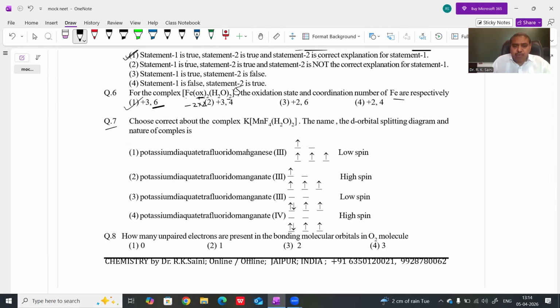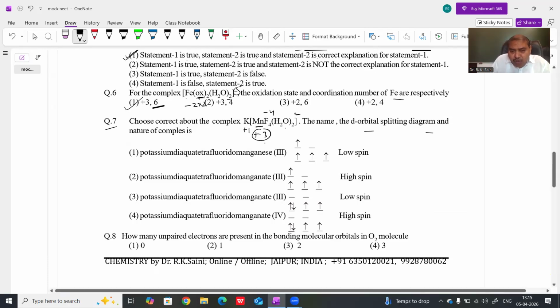Question 7 is very important, also taken from coordination chemistry. For the compound, we need its IUPAC name, d-d splitting, and nature of the complex. First we write the IUPAC name of this compound. The oxidation state of manganese is +3 because potassium carries +1, fluorine carries -1, and water is neutral. Therefore, Mn carries the +3 oxidation state, and that is its correct name. The anionic complex carries a negative charge.